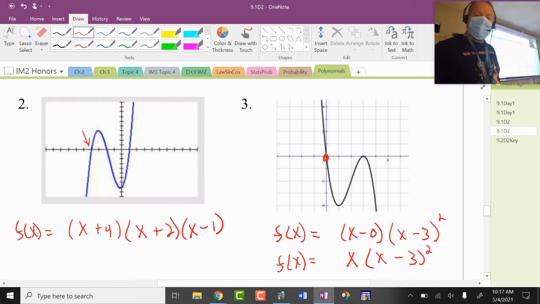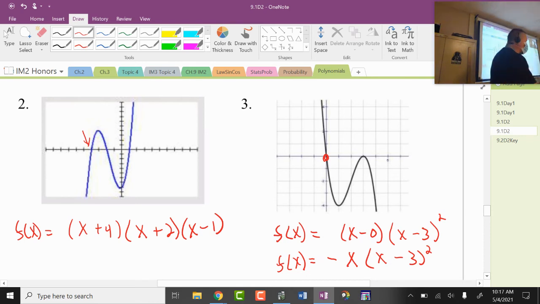You add a negative out in front, and that's the best way to do it. What I have my students say is A is negative. They put an A in front as a multiplier and say A is negative. So you're actually good on that.